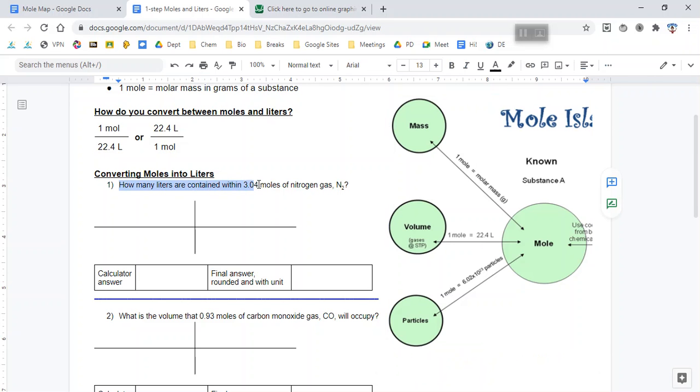This says how many liters are contained within 3.04 moles, and so on. Really, all you care about is the number. So find the number in the question, and that's always going to go on the top left. Okay, but we said we're not going to have any naked numbers. So this is 3.04 what? Dollars or monkeys or sandwiches? No, it's 3.04 moles. Okay, you can write out moles or just do MOL like that.